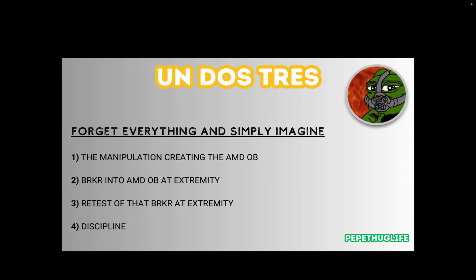2 minutes. Undo Stress. Forget everything and simply imagine you can count to three. 1, 2, 3. Undo Stress. Okay. The manipulation. 1 is manipulation IMDOB. 2 is the breaker into IMDOB extremity, which this channel is all about.